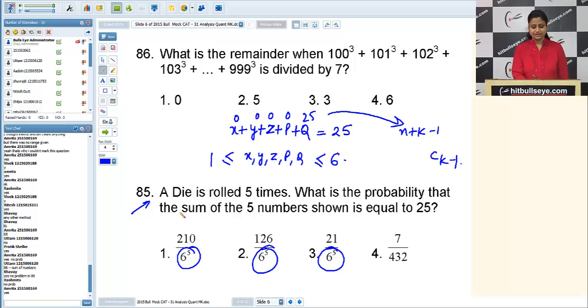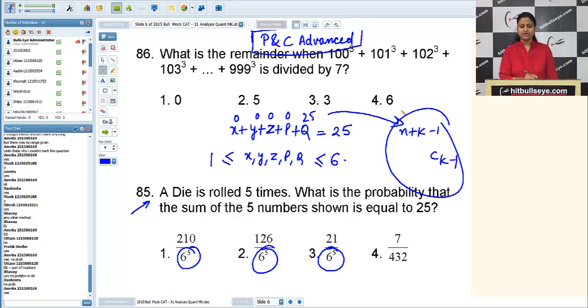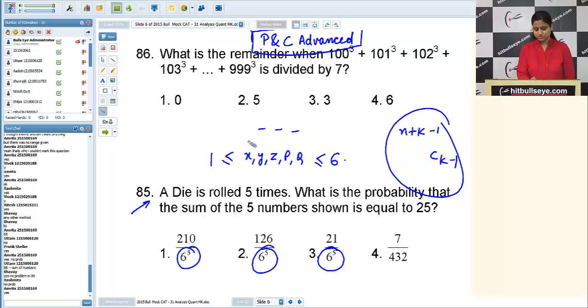I'll suggest you one thing. Go to hitbullseye.com. You make a guest account. We have a video on PNC Advanced. Very good video. It's a video based on this property only. Very good usage of this property. It's better you go to that video. I have discussed this question as well, a kind of this question, in that video. So let us see what should be the approach here.